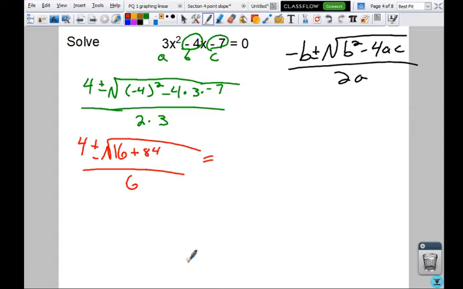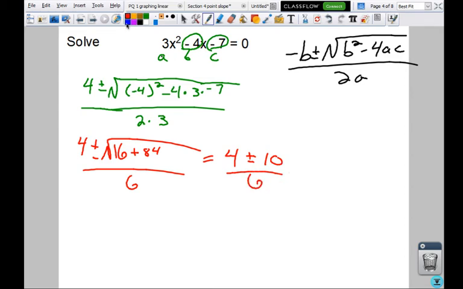What's the square root of 100? 10. What times what is 100? 10 times 10 is 100. So I have 4 plus or minus 10 divided by 6.